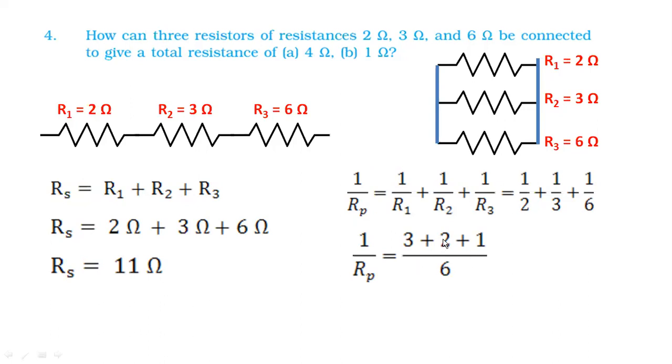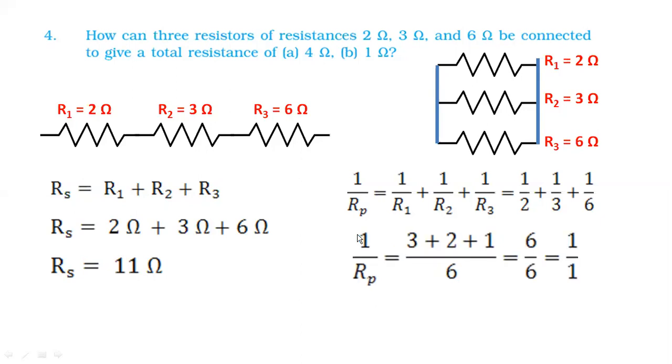So that would be 3 plus 2 plus 1. 3 plus 2 is 5. 5 plus 1 is 6. It would be 6 by 6. Final answer would be 6 by 6. Those will be cancelled. So value of Rp would be what? If we take reciprocal, answer would be what? 1. Okay? The final answer is coming as 1 ohm.